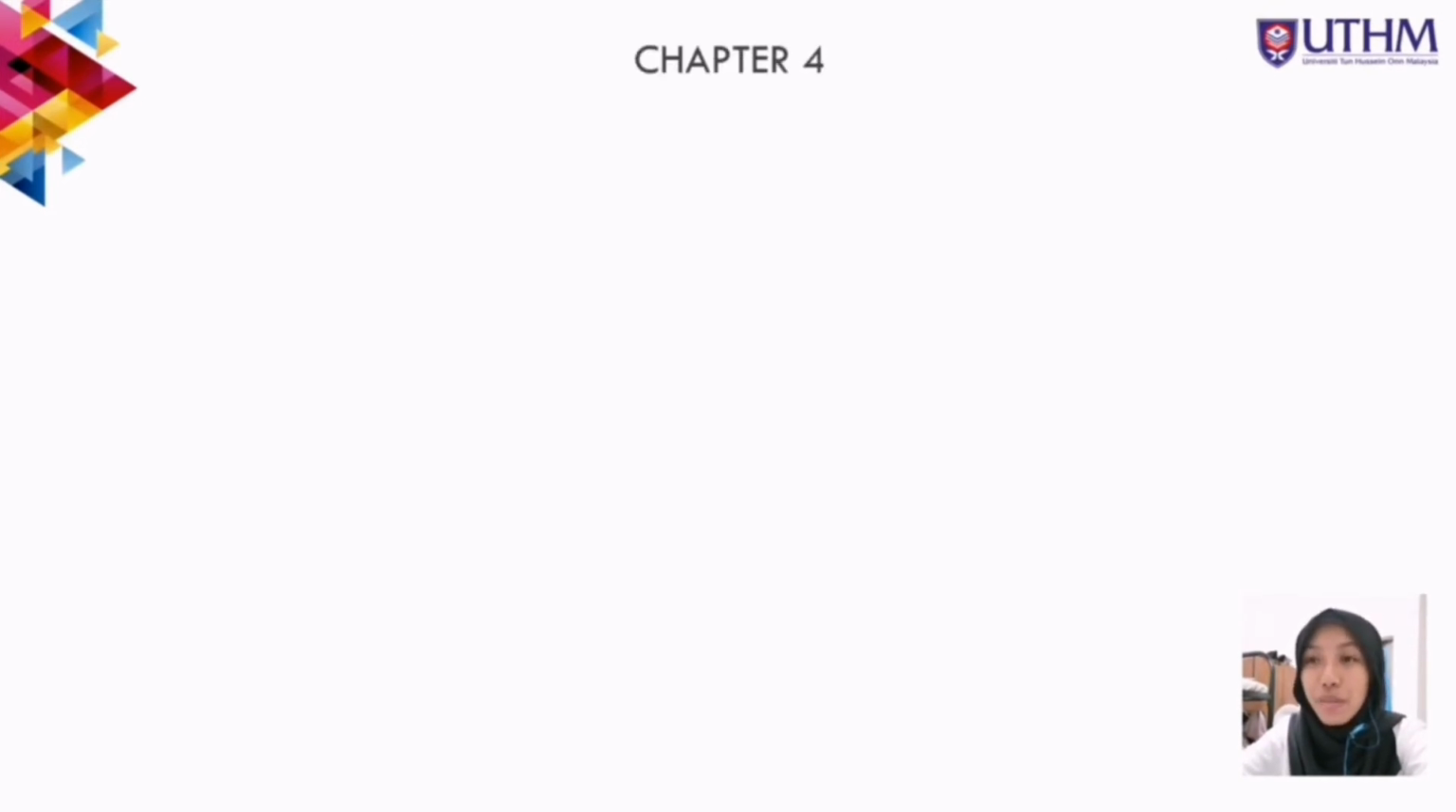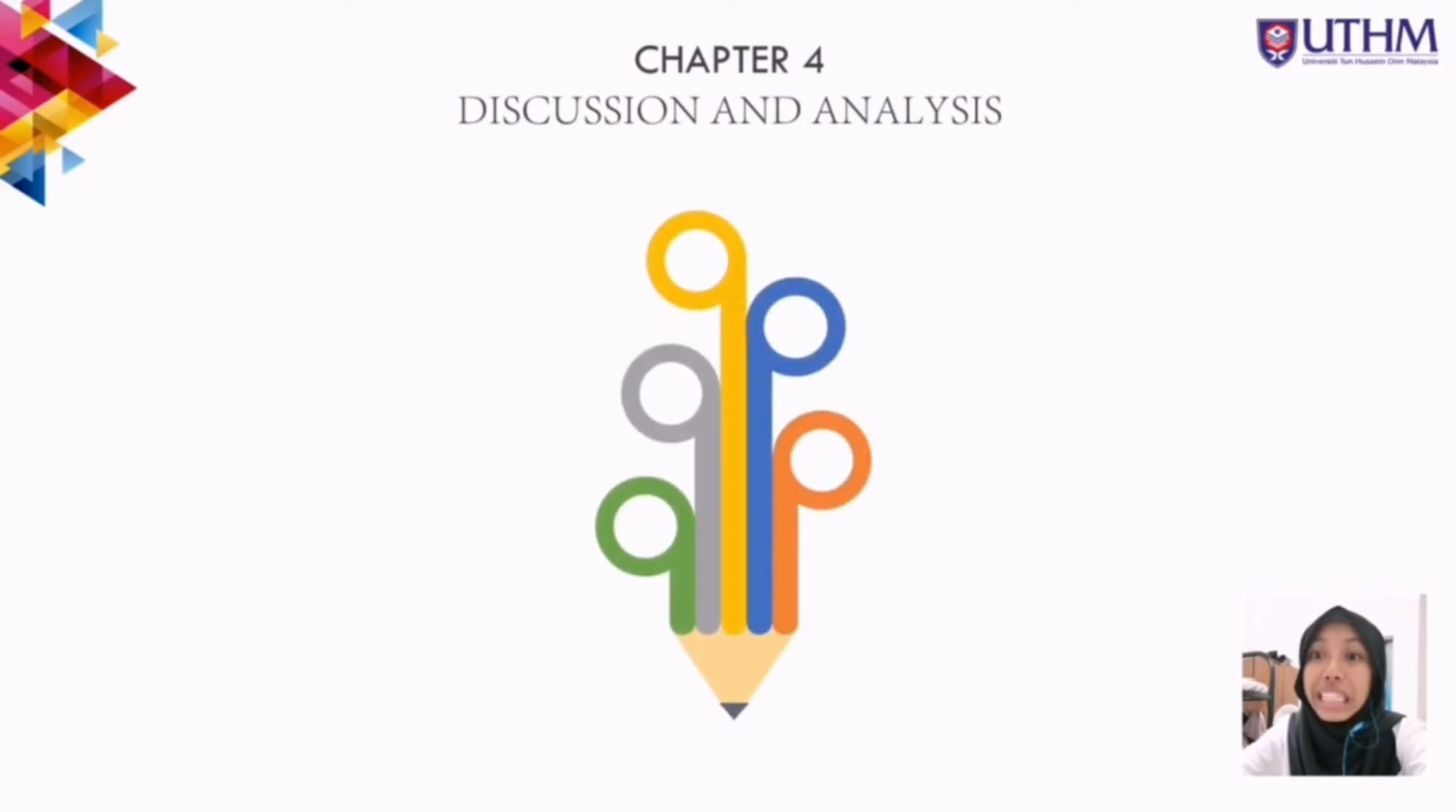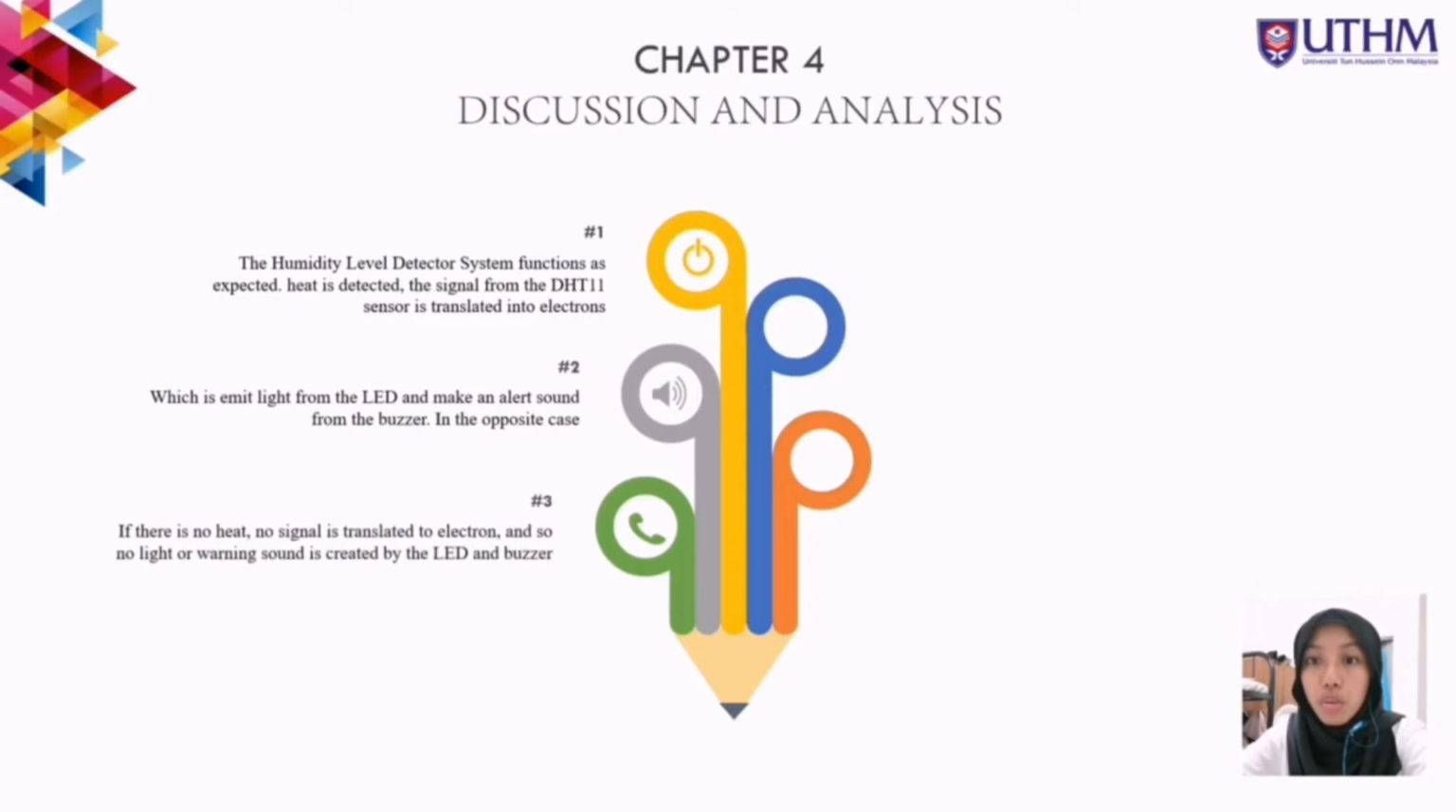Today I would like to present chapter 4, which is discussion analysis. This slide I will go through fast. So for the first, the humidity level detector system functions as our group expected. For point number 3, if there is no heat, no signal is translated to electrons, and so no light or warning sound is created by LED and buzzer.